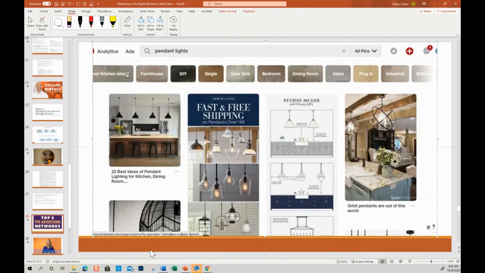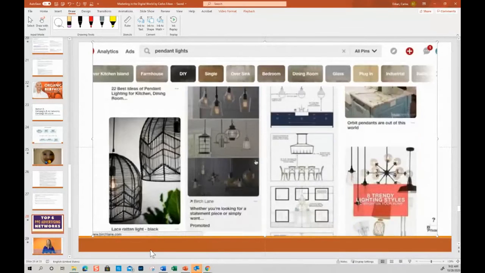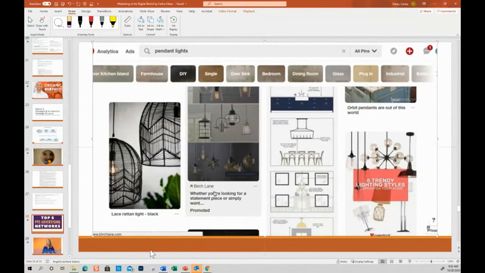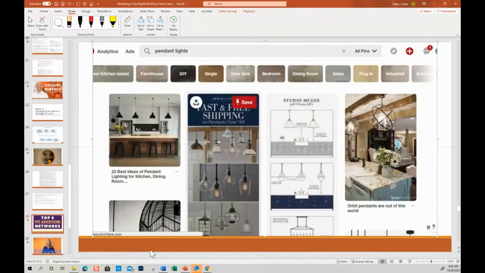Quick example here. I came up with Pinterest and typed in pendant lights. You can see there's an ad right here, Birch Lane, fast and free shipping on pendants over $49. This is a promoted ad, so I click through here. Great ad, actually. Most pendant lights cost over $49, so I know I'm going to get free shipping. Click through, browse, buy something.